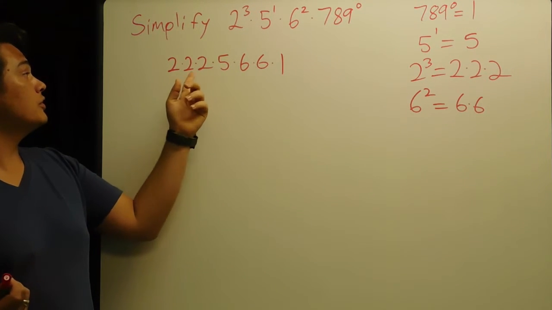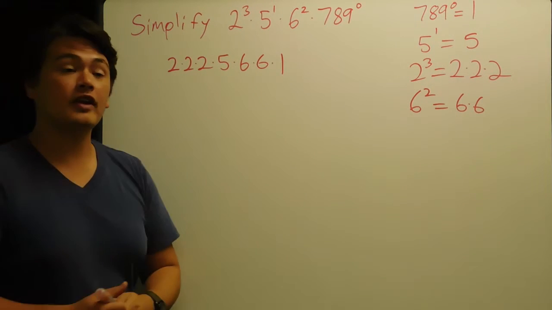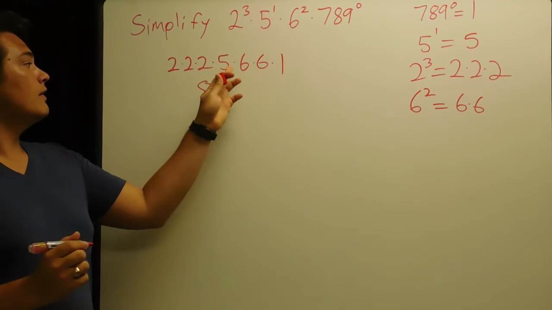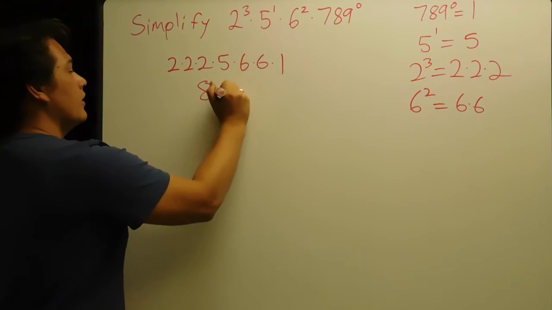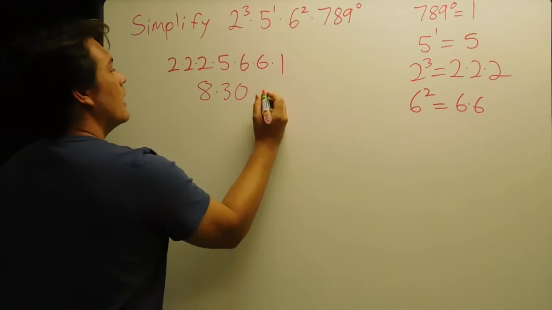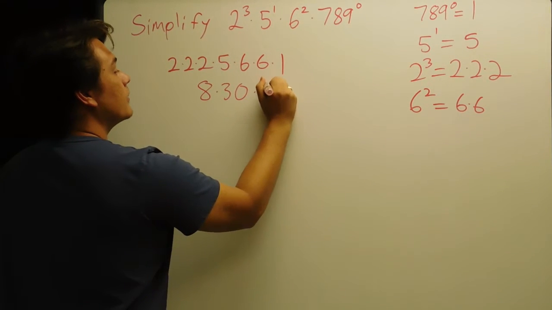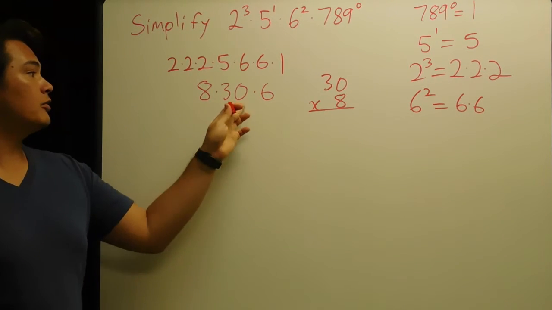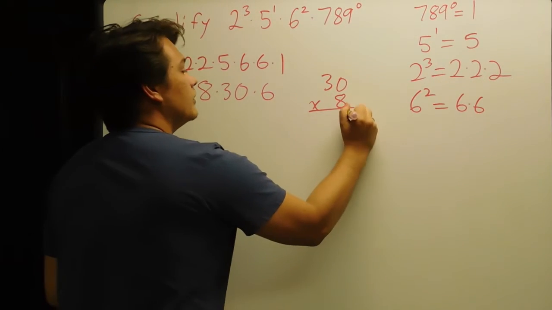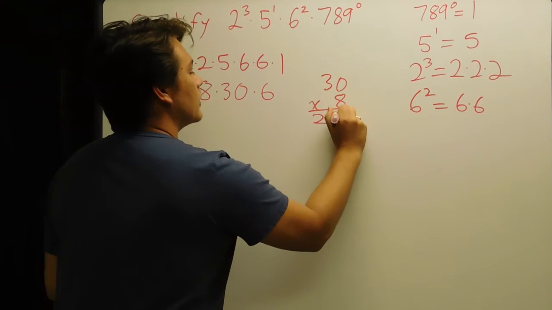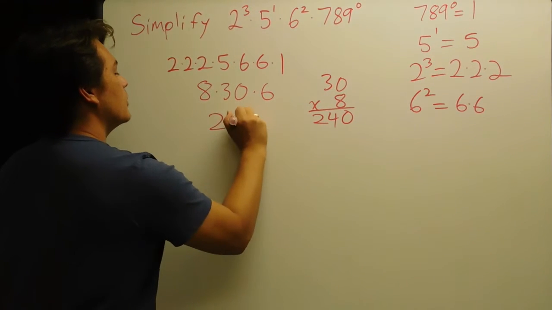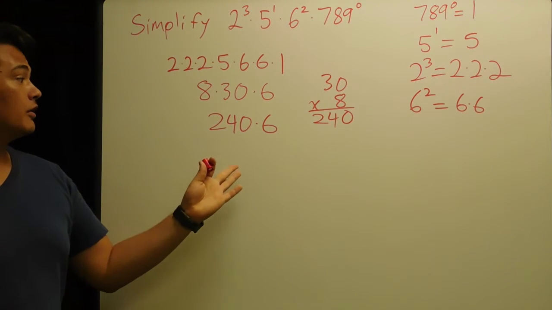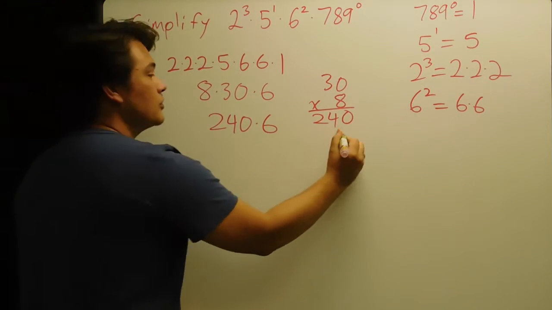So 2 times 2 times 2 is going to give us 8. 5 times 6 is going to give us 30. And then 6 times 1 is going to give us 6. From here, what we're going to do is 8 times 30, which is going to give us 240. So 240 times 6. Then from here, we're going to multiply 6 into 240.